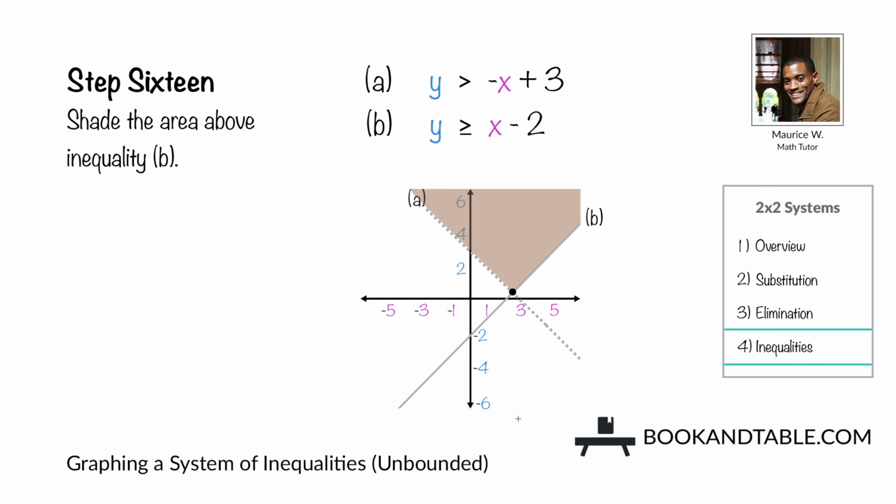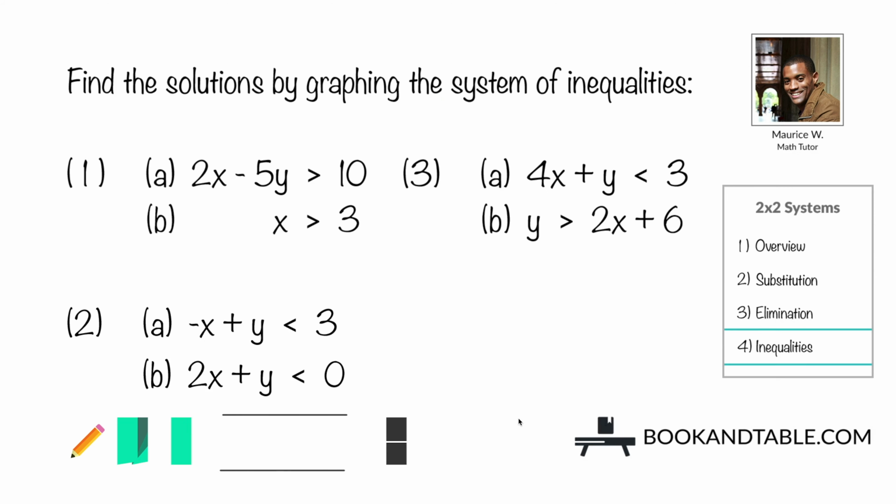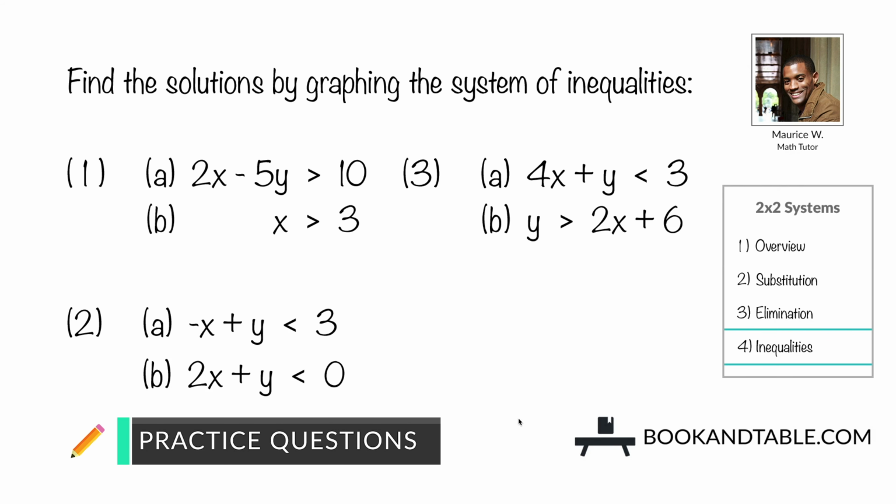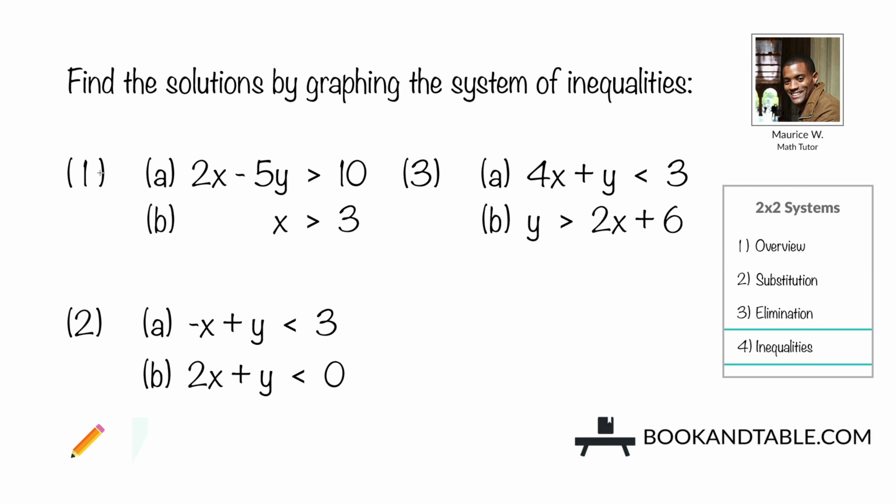So that is how you would go about finding the solutions to a 2x2 system of inequalities by graphing the inequalities. Let's now have you try a few practice questions. Find the solutions by graphing the system of inequalities. Question number 1. Inequality A, 2x minus 5y is greater than 10. And inequality B, x is greater than 3.